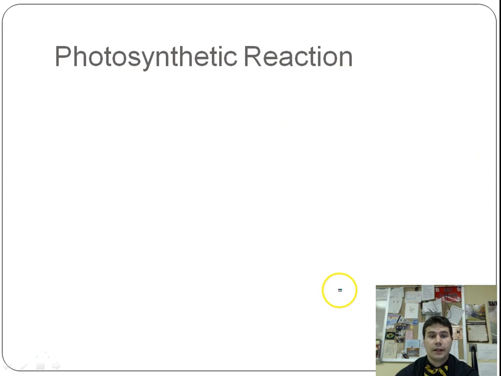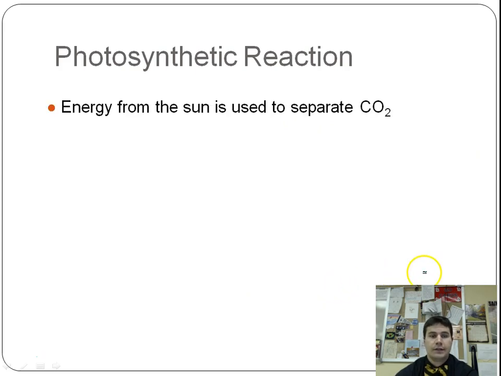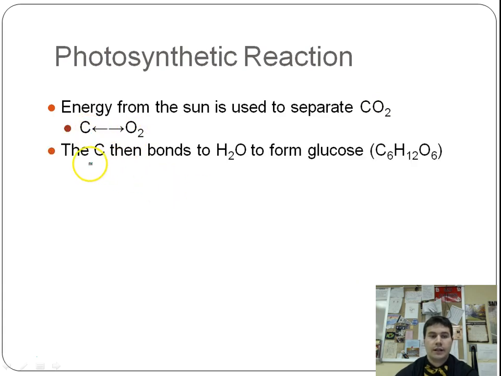So ultimately, the photosynthesis reactions all come from sunlight itself. So the energy from the sun is used to separate CO2. So we're effectively breaking up that carbon from those two oxygens. That carbon that we just broke up, so this one right here, then bonds with water to form glucose.